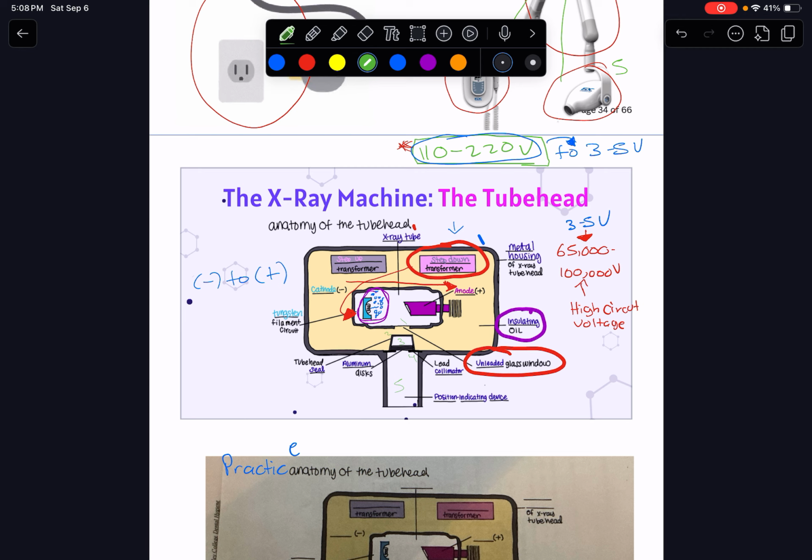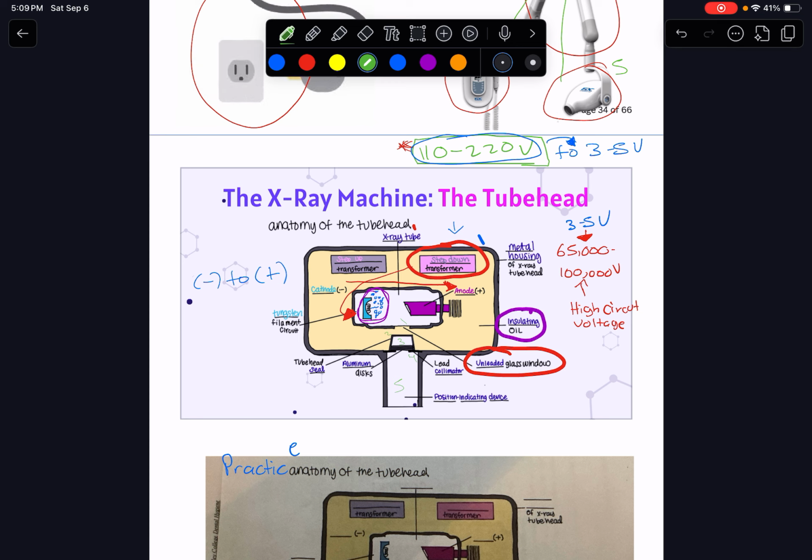Remember, we get the high voltage from the exposure button. That's why we expose them from there. The exposure button is the high voltage. High voltage is 65,000 to 100,000 voltage. So it goes from 3 to 5 all the way up to that number, 65 to 100,000. Okay. The high voltage is going to shoot out those electrons to the anode, to the positive side.